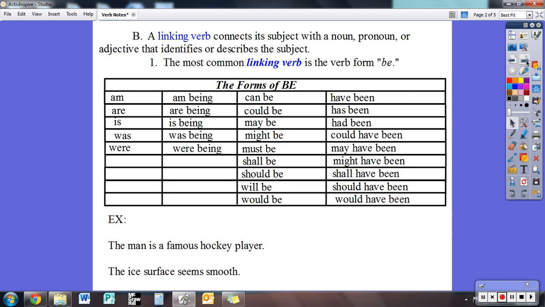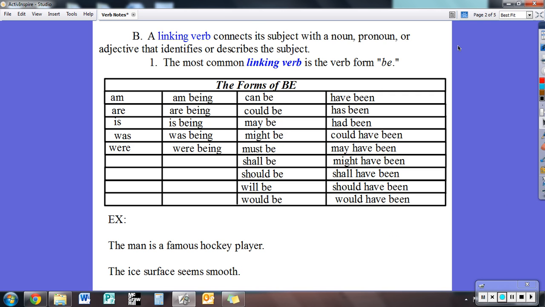All right, now we're going to go on to linking verbs. It says a linking verb connects its subject with a noun, pronoun, or adjective that identifies or describes the subject. Okay, so linking verb is connecting, linking and connecting. You need to know those 2 words and make them make sense in your head. And then you need to know that the most common linking verb is the form be. Remember how in the definition we have to show the fact that something exists? Well, being, a verb form of be, is how we show that something exists.